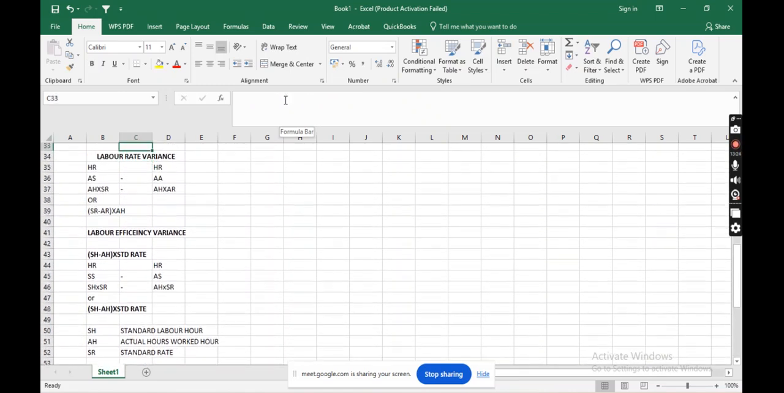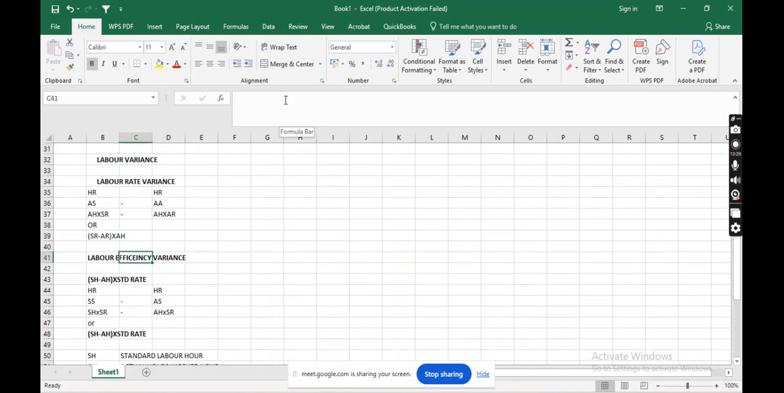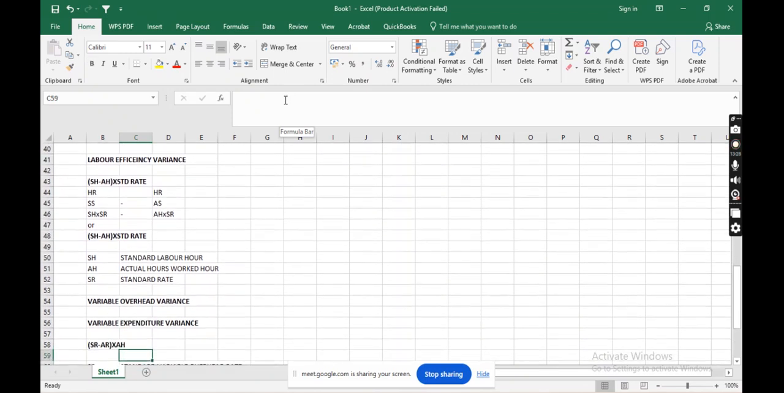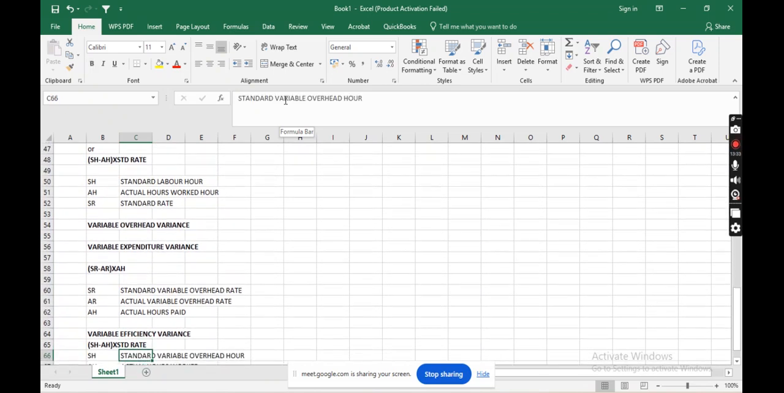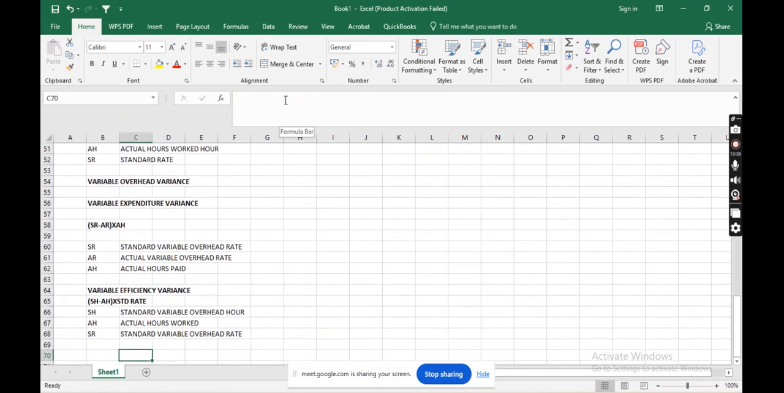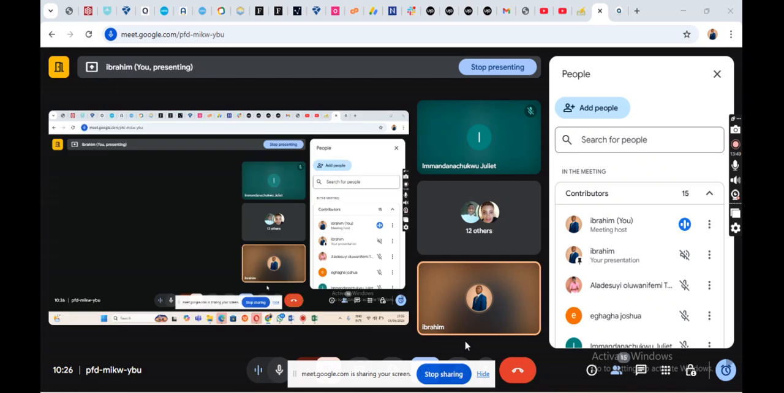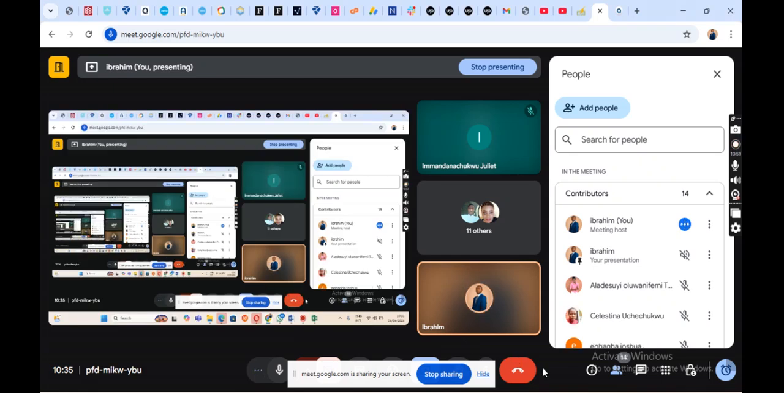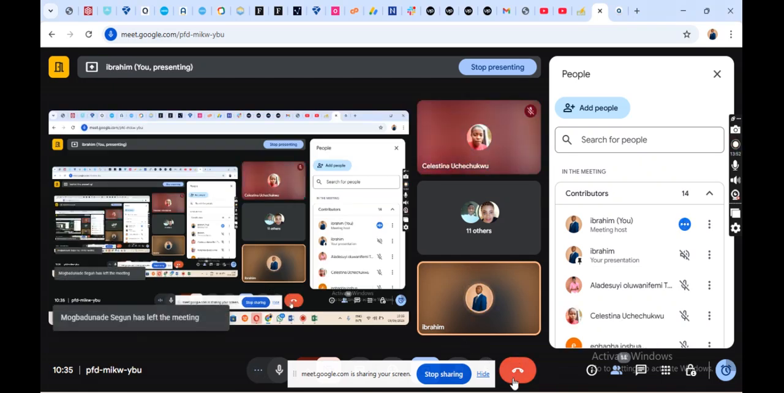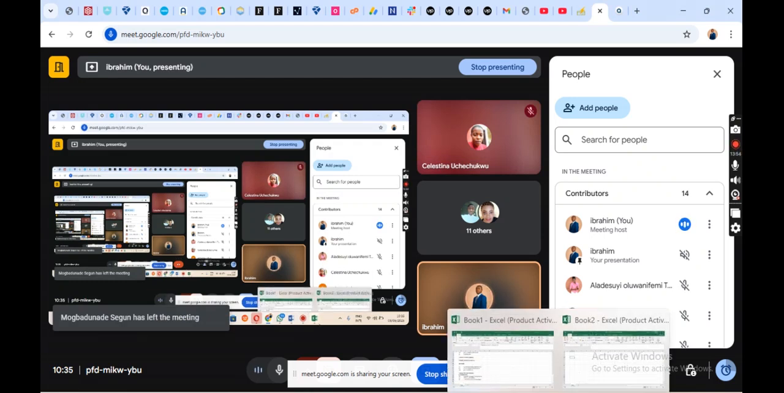Let me quickly go and check where actual hours paid is. Where is the definition? Okay. Efficiency. So if it is efficiency, actual hours paid. Okay, thank you. So the efficiency will be actual hours worked, because you want to compare the actual and standard. So if you have a question for me, please quickly unmute your mic and ask your question, before we move to sales variance.